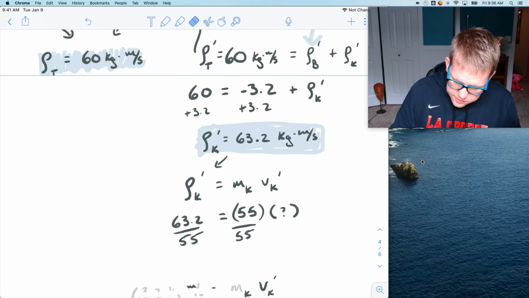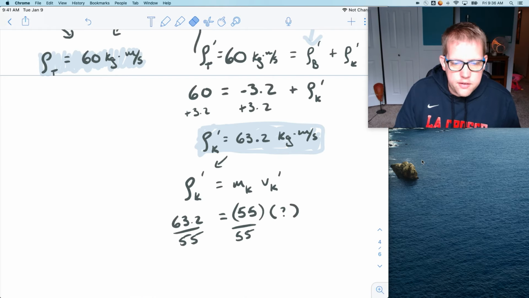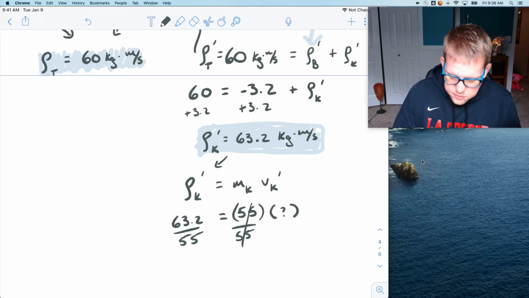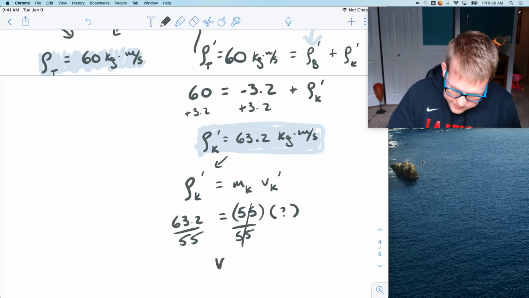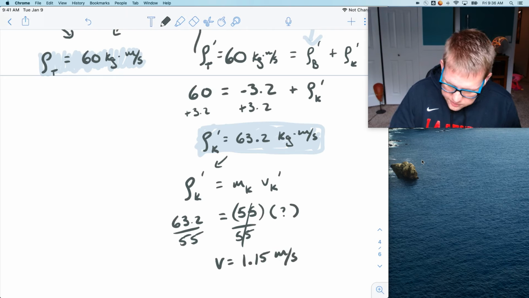I don't know what I got here. I got some work from a previous problem. And if you take 63.2 and divide it by 55, you will get a velocity of 1.15 meters per second.